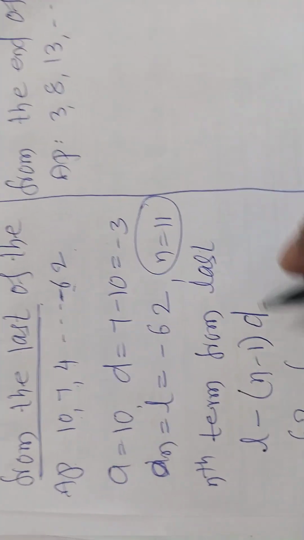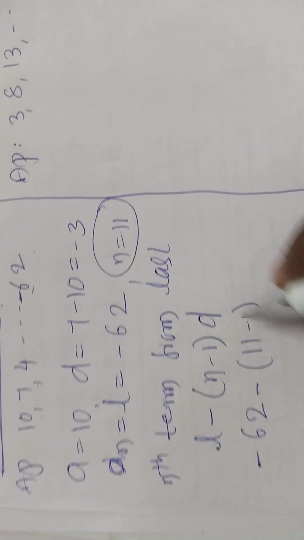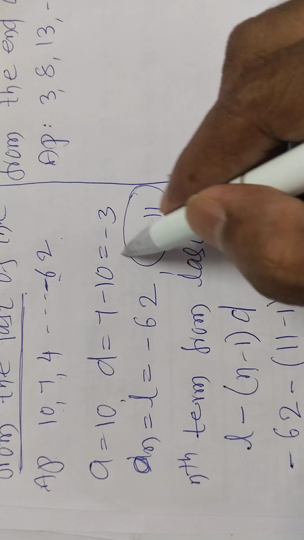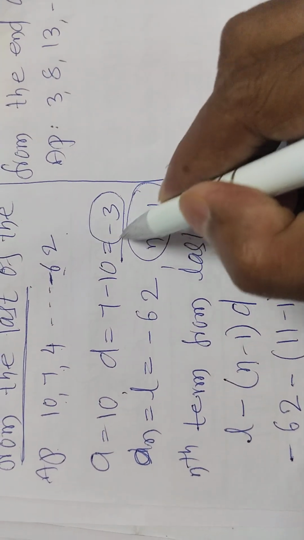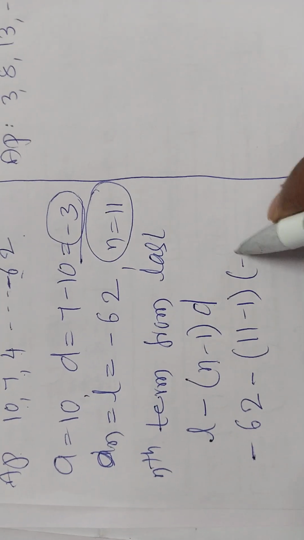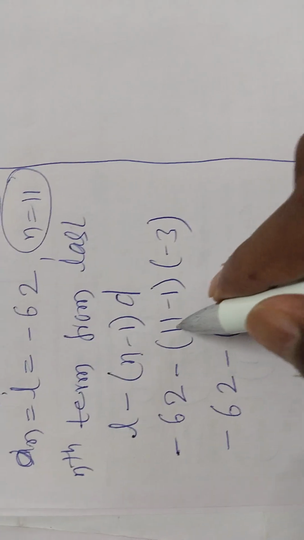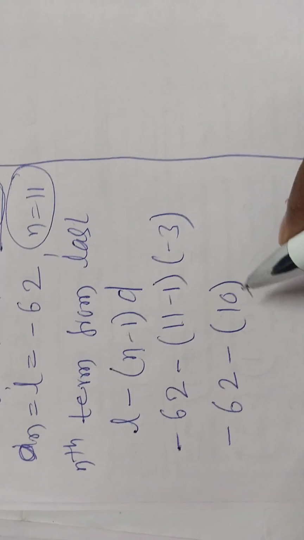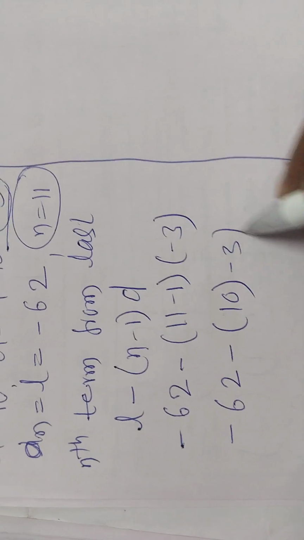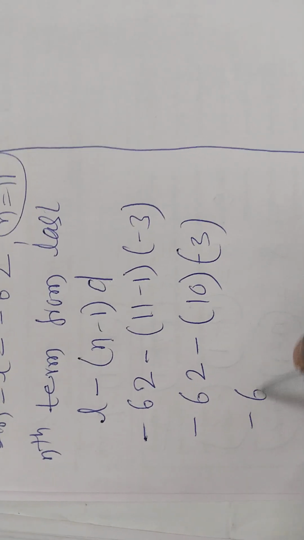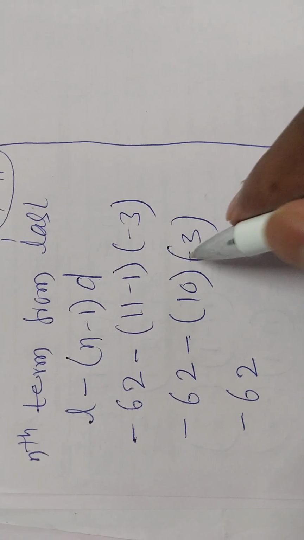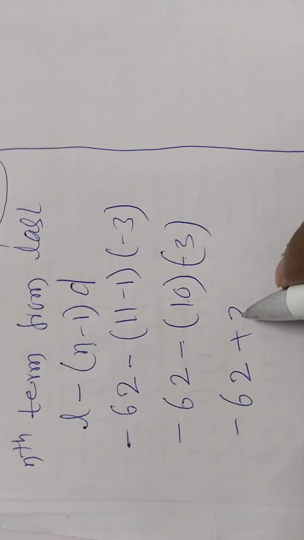n = 11, so 11 - 1. The d value here is d = -3. Then -62 - (11 - 1), which is 10, times -3. Now -62 will remain the same. Minus of minus, plus 10 times 3 is 30.